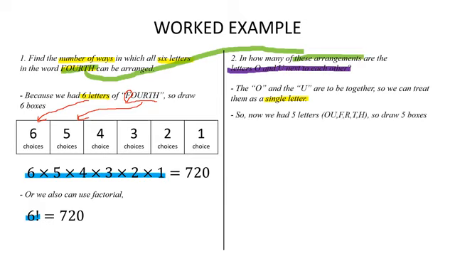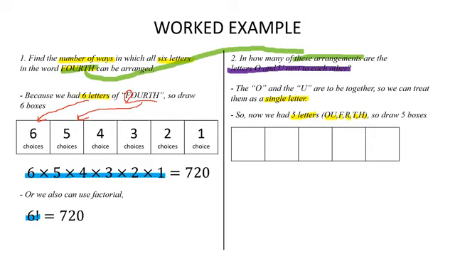So now we have 5 letters only, which are OU as 1, F 2, R 3, T 4, and the H, the last letter, 5. So we draw 5 boxes. Because we have 5 letters, the first box we have 5 choices, then 4 choices, 3 choices, 2 choices, and 1 choice. So it's 5 factorial, and we can calculate 5 times 4 times 3 times 2 times 1.